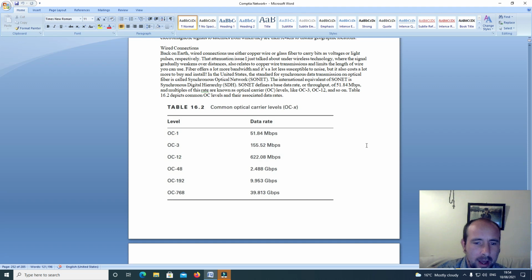Level OC1 data rate 51.84 Mbps, OC3 155.52 Mbps, OC12 622.08 Mbps, OC48 2.488 gigabits per second, OC192 9.953 gigabits per second, OC768 39.813 gigabits per second.